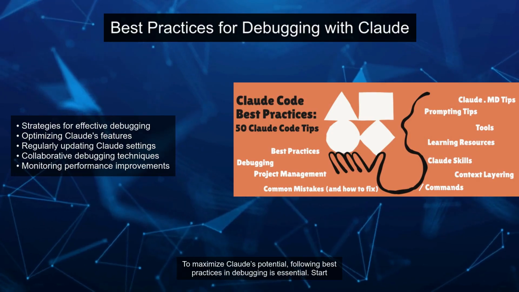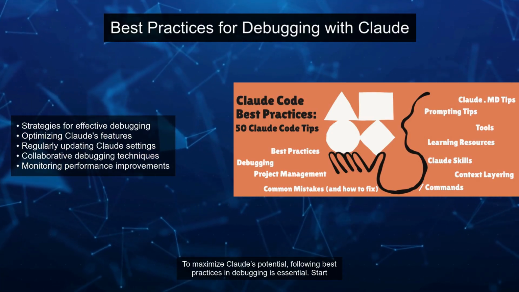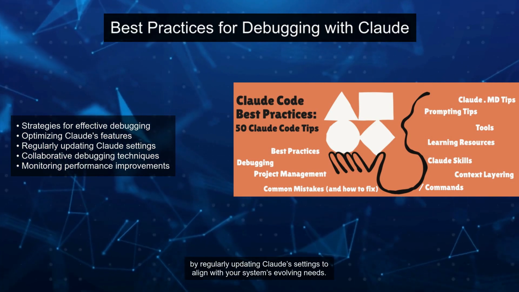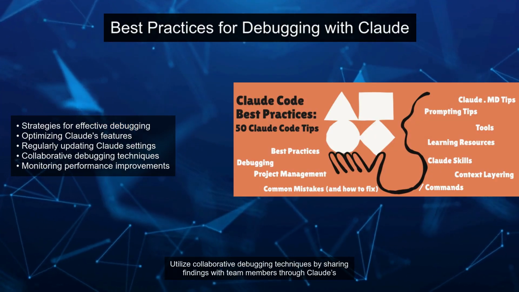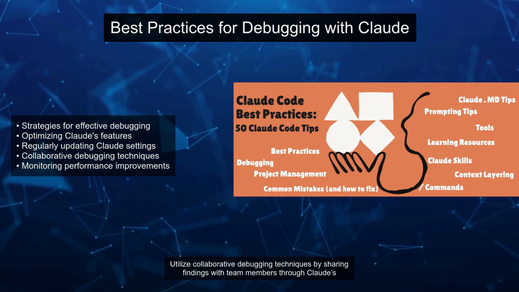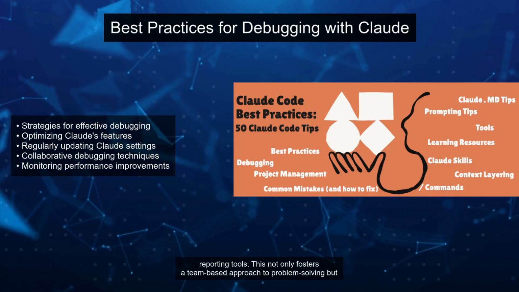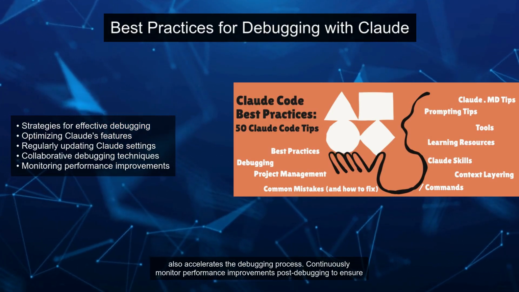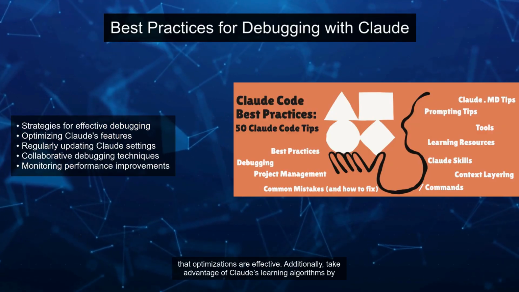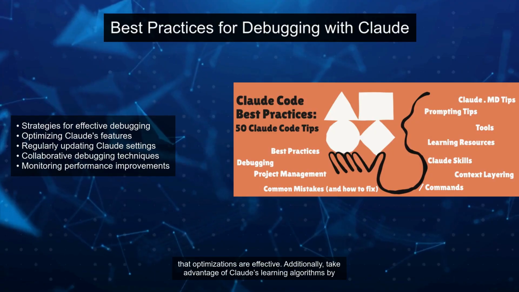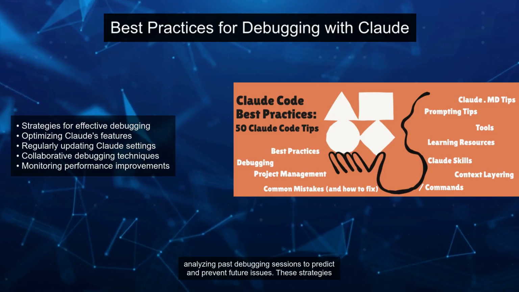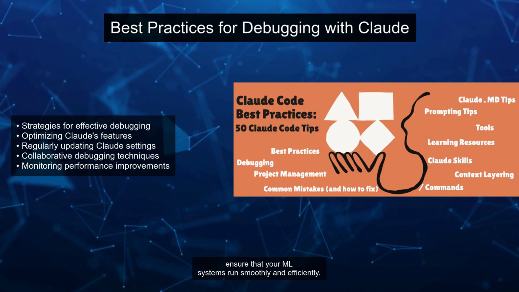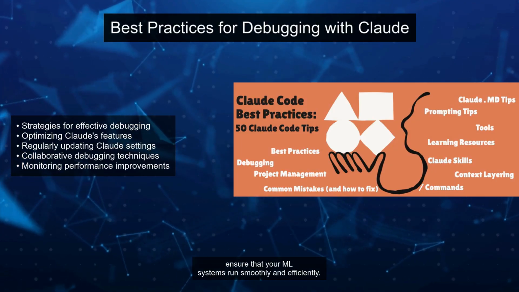To maximize Claude's potential, following best practices in debugging is essential. Start by regularly updating Claude's settings to align with your system's evolving needs. Utilize collaborative debugging techniques by sharing findings with team members through Claude's reporting tools. This not only fosters a team-based approach to problem solving but also accelerates the debugging process. Continuously monitor performance improvements post-debugging to ensure that optimizations are effective. Additionally, take advantage of Claude's learning algorithms by analyzing past debugging sessions to predict and prevent future issues. These strategies ensure that your ML systems run smoothly and efficiently.